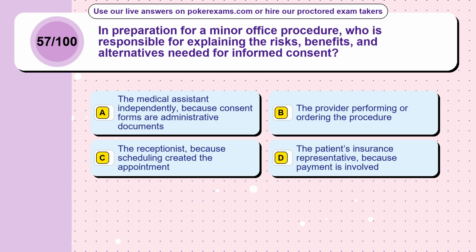Question 57. In preparation for a minor office procedure, who is responsible for explaining the risks, benefits, and alternatives needed for informed consent? Option A. The medical assistant independently, because consent forms are administrative documents. Option B. The provider performing or ordering the procedure. Option C. The receptionist, because scheduling created the appointment. Option D. The patient's insurance representative, because payment is involved.